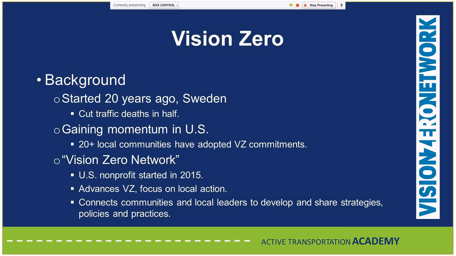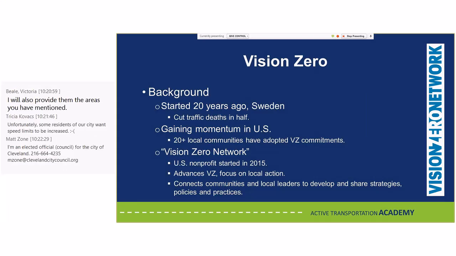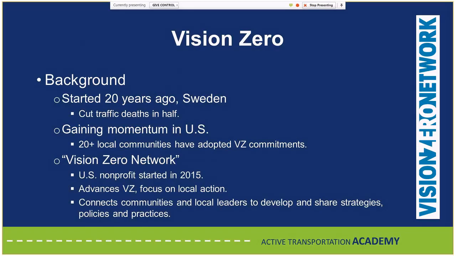So the Vision Zero Network is a nonprofit in the U.S. that was started in 2015 to advance Vision Zero with a focus on local action. And that is why we're talking about Vision Zero in this class more in detail than the other two, as Vision Zero is the initiative that focuses on local communities more than the other two. So the Vision Zero Network convenes local leaders to develop and share promising strategies, policies, and practices so everyone can learn from successes. And then there's also a peer exchange amongst community members and local government staff, public health, transportation professionals, police officers, policymakers are all at the table to be connected and collaborate on Vision Zero.